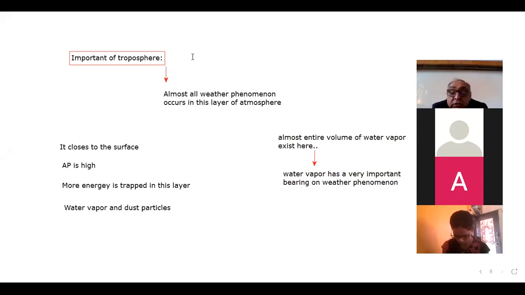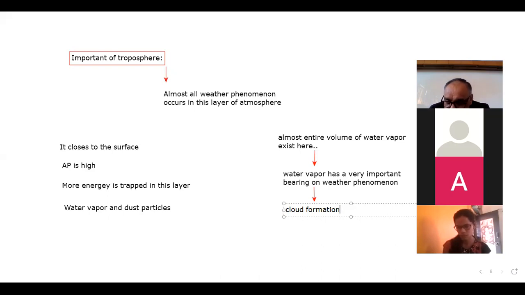Because if there is water vapor, there will be cloud formation, more cloud formation. And because the source of water lies on the earth, that is the oceans, other water bodies, vegetation also, whatever water evaporates remains in abundant quantity in the lower layer of the atmosphere, that is the troposphere.